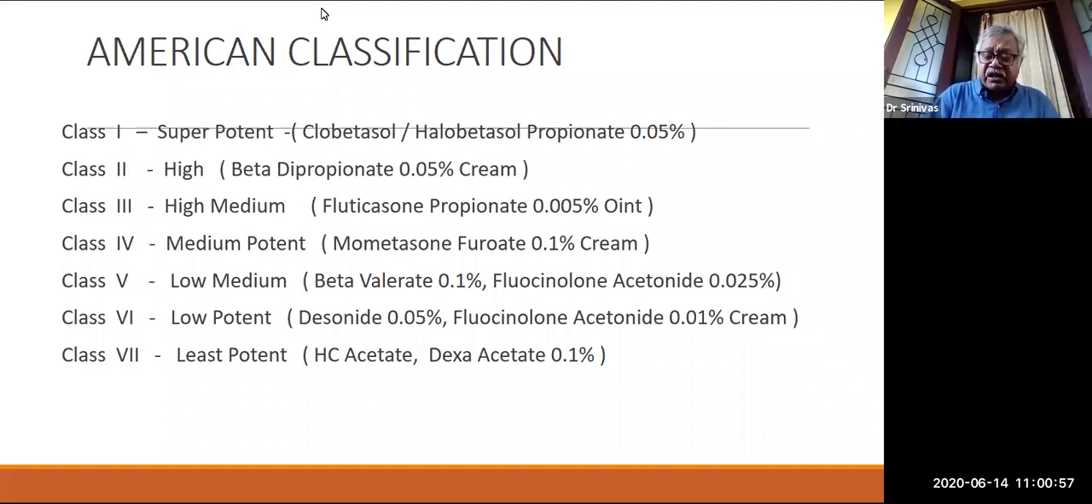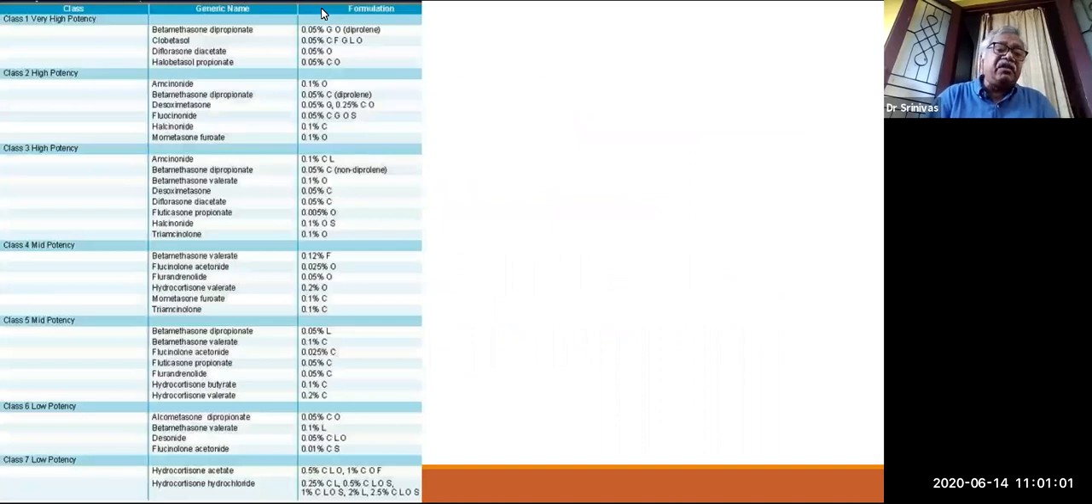And in case you're interested in finding out, you can always go to the list over here. This huge list is there. With this, we can see where the steroid's potency belongs, and based on that, we know how potent it is.